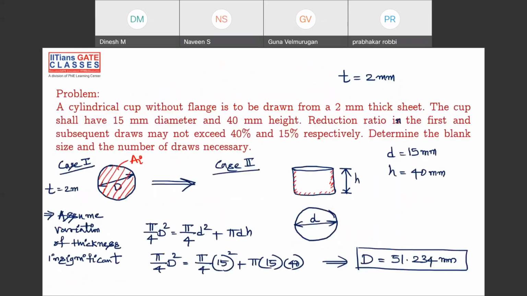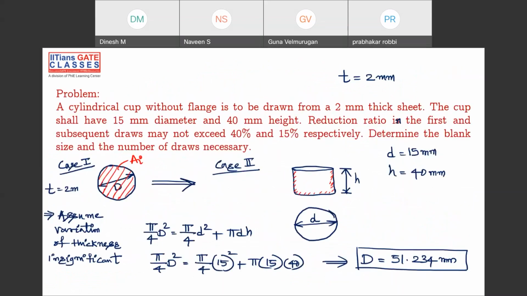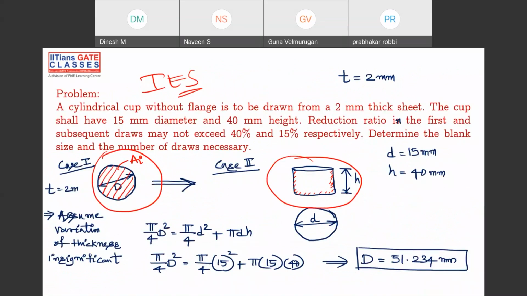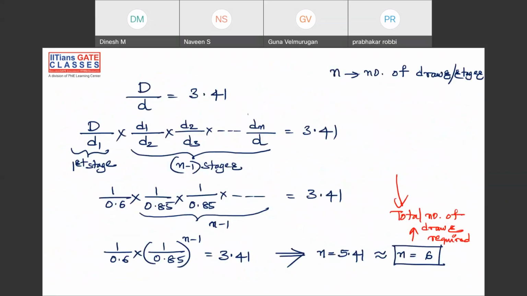Okay, and this is how the question is being solved. I think this is a previous engineering services examination question, but let's not discuss that here. So they are trying to ask, there's a blank here and they are trying to draw it into a cup here. Then they are asking how many draws are necessary, how many times you have to draw, so that at the end you get whatever you want to acquire. Okay, fine. So finally they found out the total number of draws is 6.